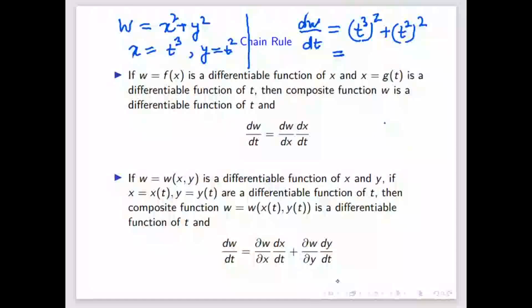not find it. The question was to find the derivative of w with respect to t. So what I did, I put x and y there, so it becomes only a function of t. So now I can differentiate with respect to t. So it will give 6.